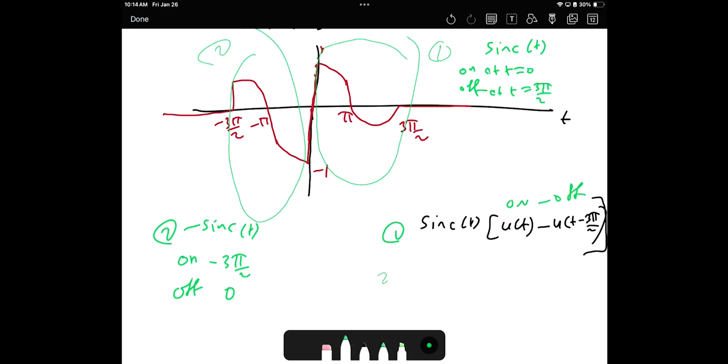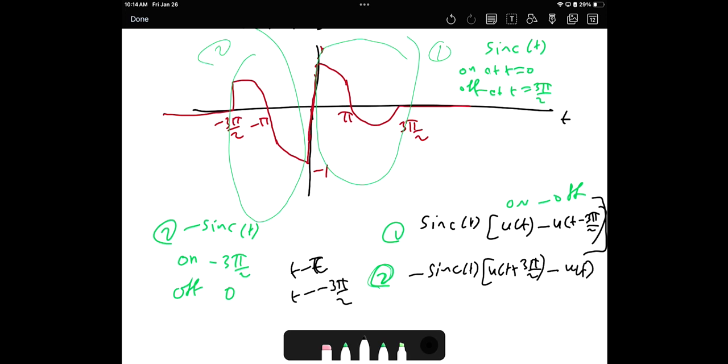Now, number 2 is negative sine of t. Then the on time is u of t minus 3 pi over 2, and we make the minus minus positive because t minus tau, that's what we used to do. Since tau here is negative 3 pi over 2, it will be t minus minus 3 pi over 2, which makes it positive. Then subtract the off time, which is 0, u of t. Again, this is on, and this is off. Okay?